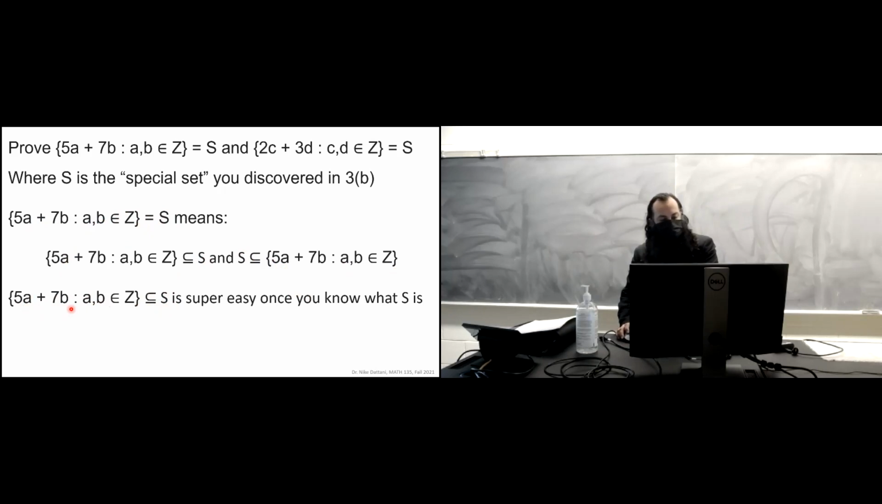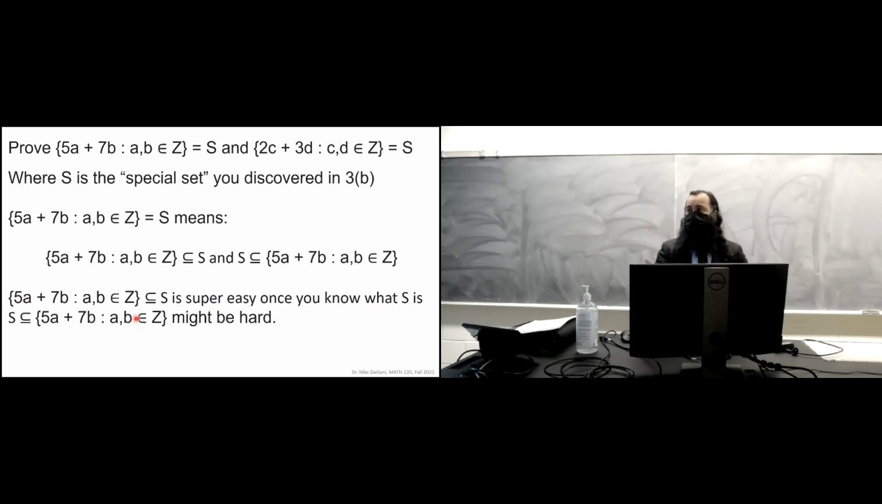Now, once you know what this set is, proving that 5a plus 7b, where a and b are integers, all of the elements in this set are a subset of this special set, that's going to be super easy once you know what the special set S is. It's pretty easy to show that 5a plus 7b is in that set. What might be hard is showing that the special set is a subset of this set of integers. That might be a little bit harder.